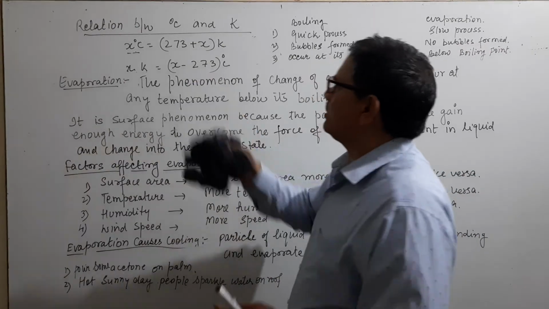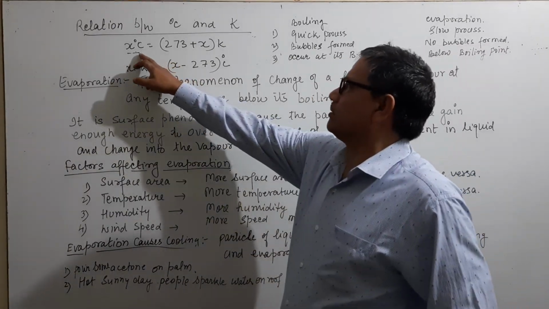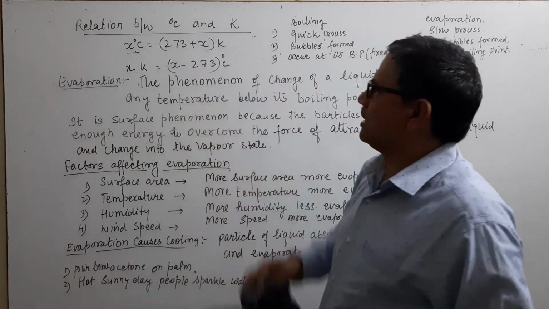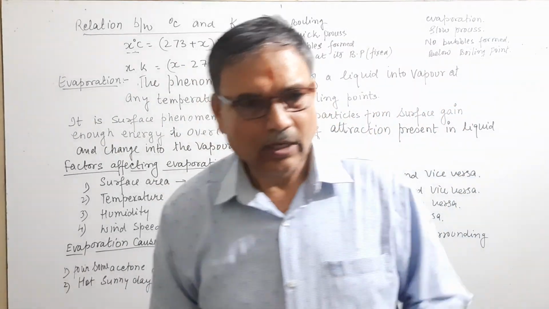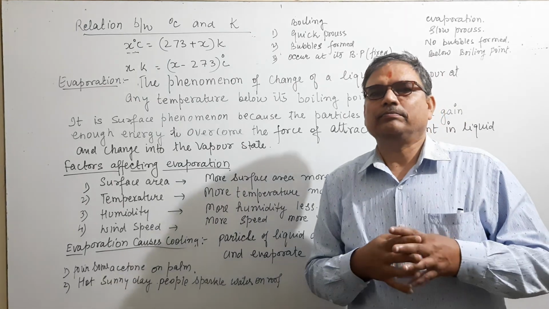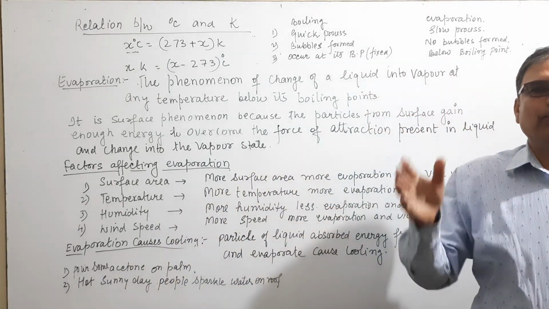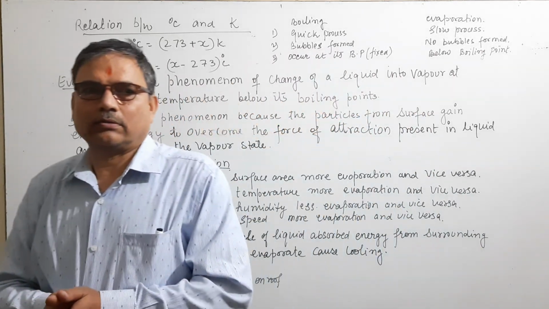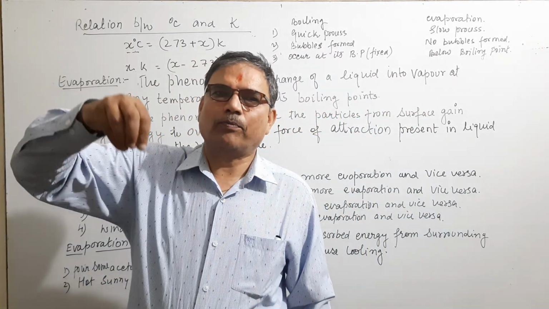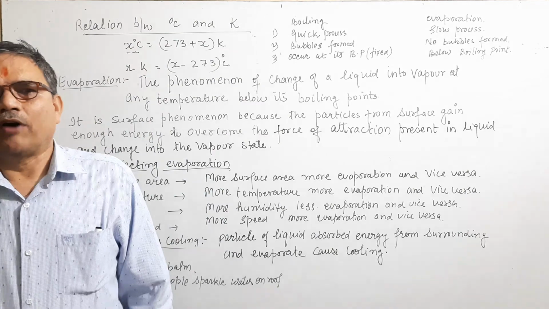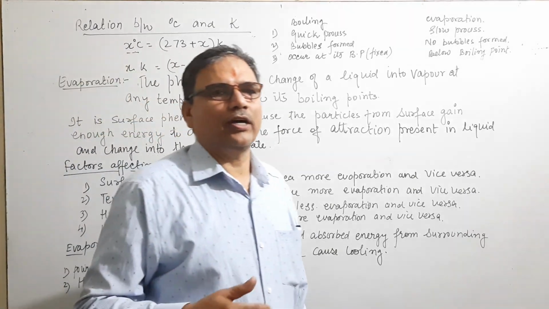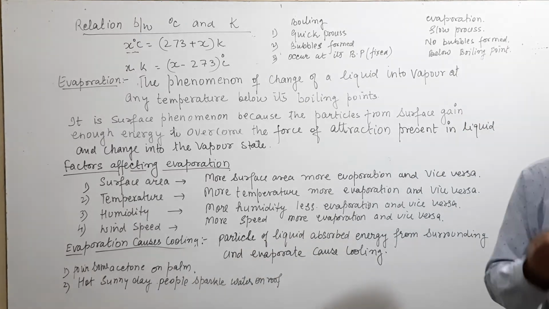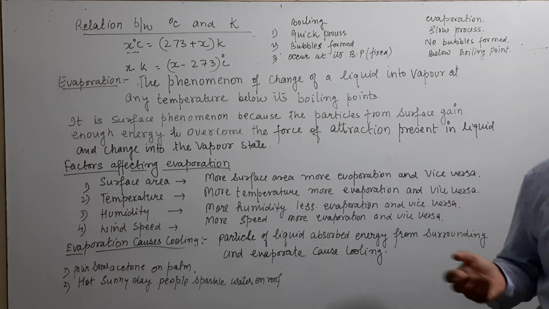And these are the changes from Celsius to Kelvin and Kelvin to Celsius. Second, evaporation. Have you seen so many times when we put a vessel in the sunshine and pour water on it? After some time, 2 hours, 3 hours, 4 hours, the quantity of water will be less. So where has the water gone?